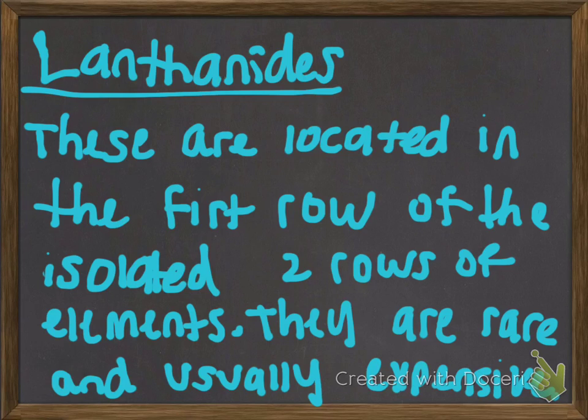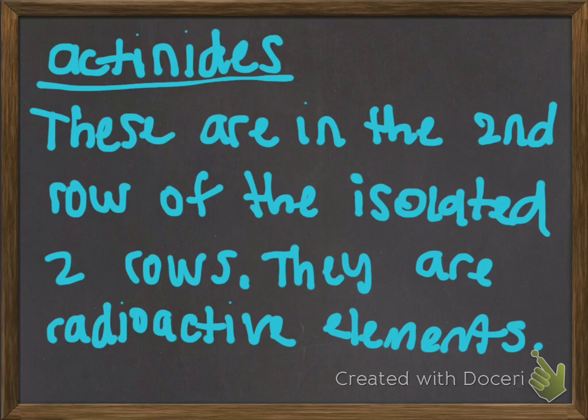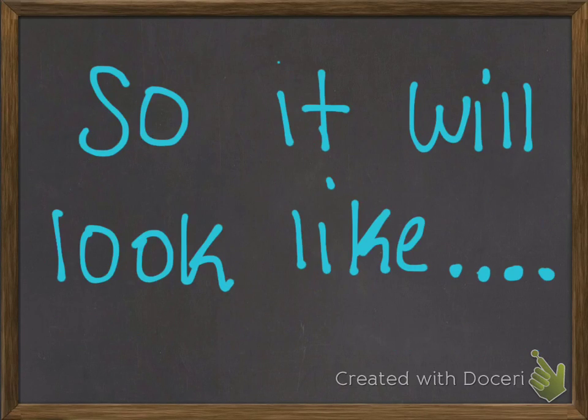Lanthanides. These are located in the first row of the isolated 2 rows of the periodic table. They're rare and usually expensive. Actinides. These are in the second row of the isolated 2 rows of the periodic table. They are radioactive elements and from 93 onward are human-made.